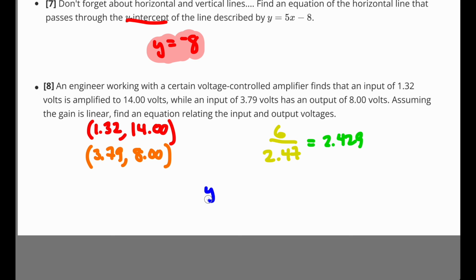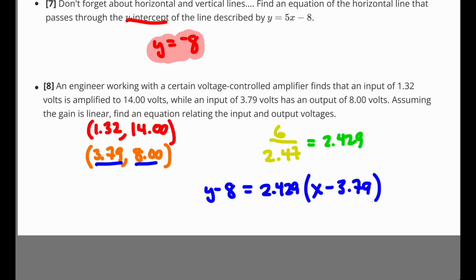So then I'm just going to do this in point slope form. y minus one of the y's that's given. I'm just going to do the 8 here because it's a smaller, easier number, equals the slope, 2.429, times x minus the x that's linked with the 8, 3.79, and you end up with something like that. And that's basically the answer for that one. And you can see we just used the same kind of thing, the point slope form, the linear equations, to figure that one out.